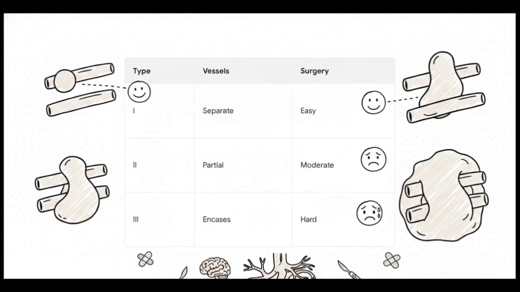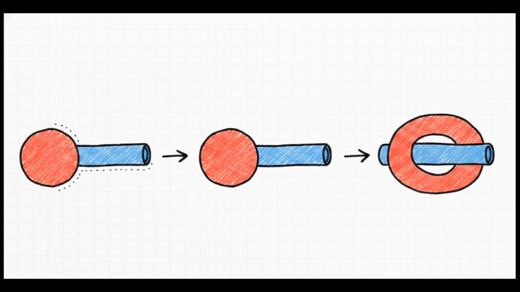Type 2 gets moderately difficult because the tumor now partially surrounds the carotid arteries. And Type 3? That is a surgeon's worst nightmare. The tumor completely encases the internal and external carotid arteries, meaning excision is very difficult and you will almost certainly need complex vascular reconstruction. Let's lock this into your memory with a super quick mnemonic, the 3 I's.